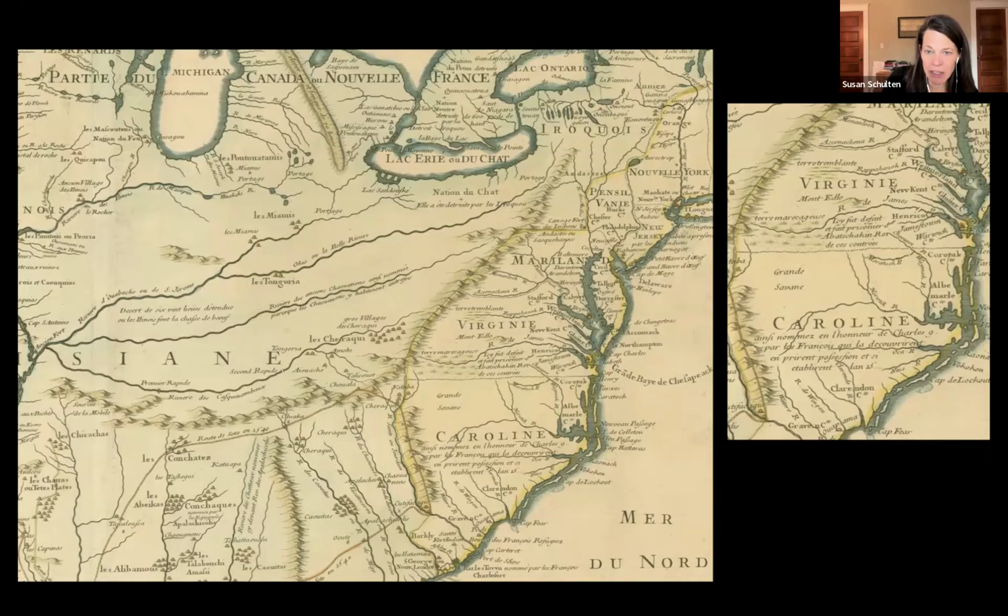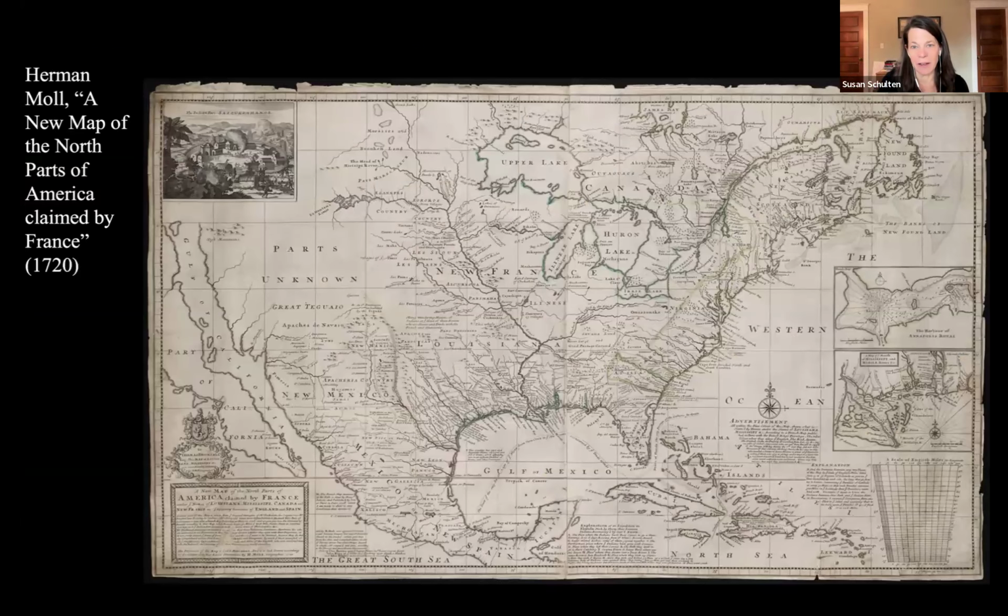And the British response was thinly veiled rage. What de Lisle has kicked off with his map is what we come to know in the history of the cartography community as the War of the Maps between the French and the British. So very quickly, within 2 years, the British have responded to de Lisle's document with one of their own, a new map of the north parts of America claimed by France.